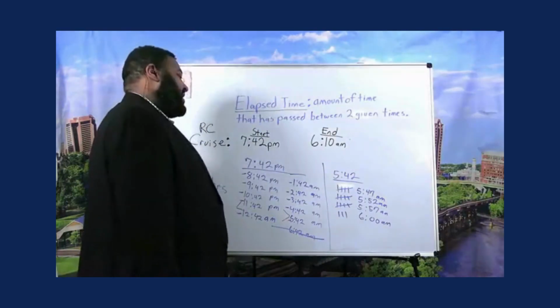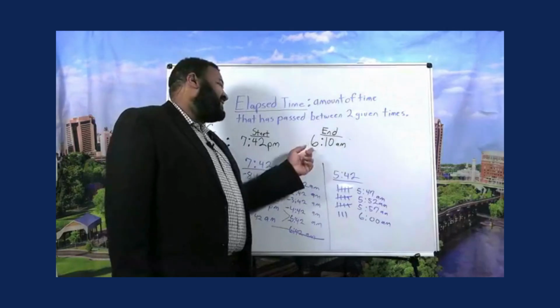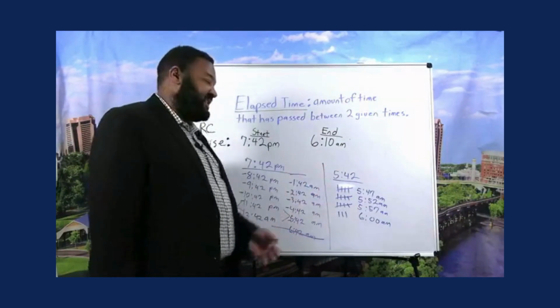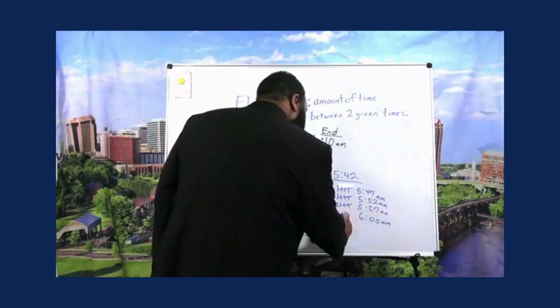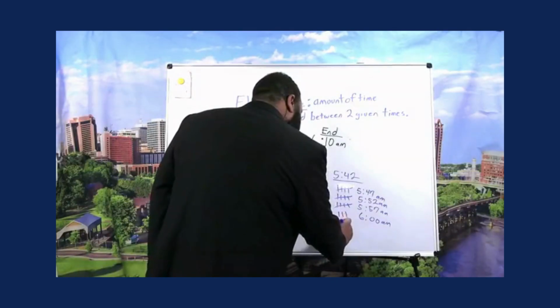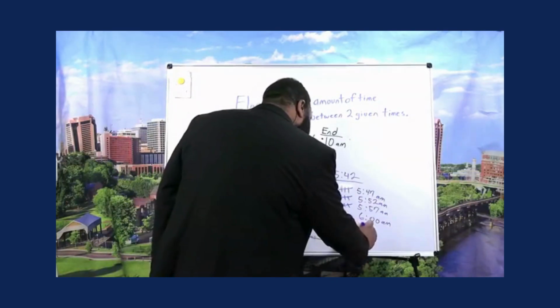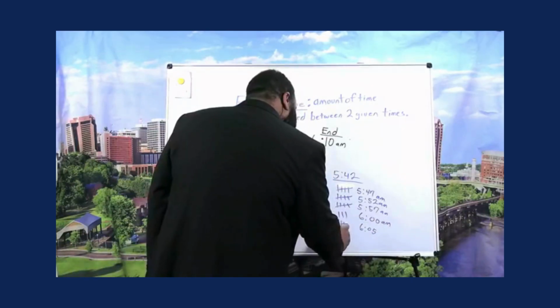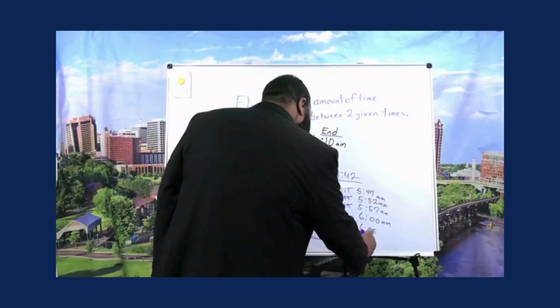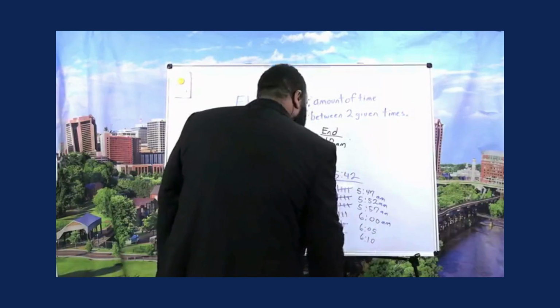All right. Now, am I done? No, because I still have to go from 6 to 6:10. So I go here. 1, 2, 3, 4, 5. So now it's 6:05. 6, 7, 8, 9, 10. So now it's 6:10. Okay?